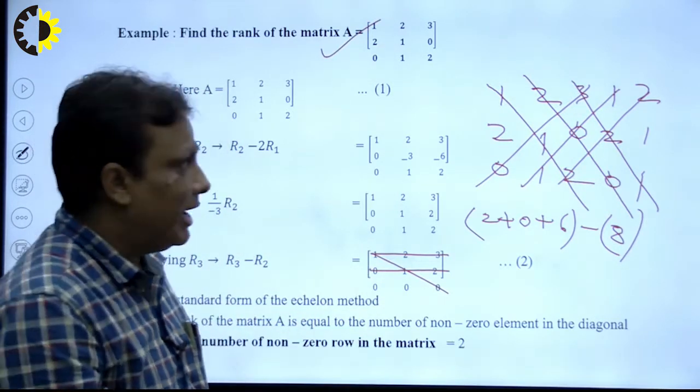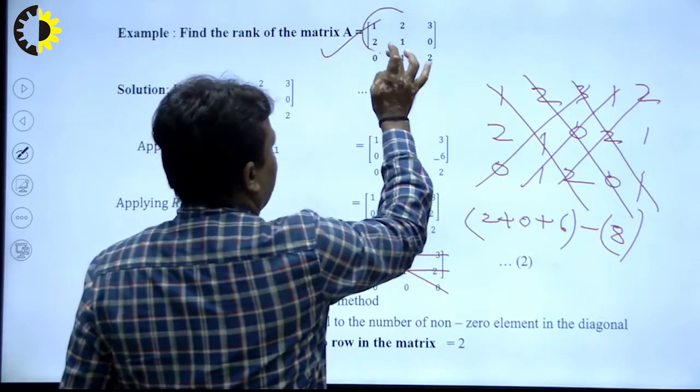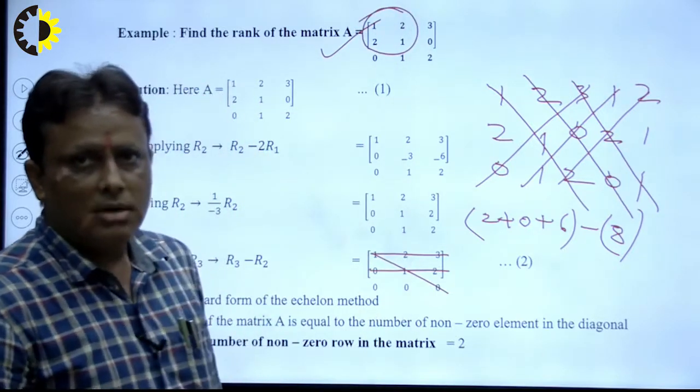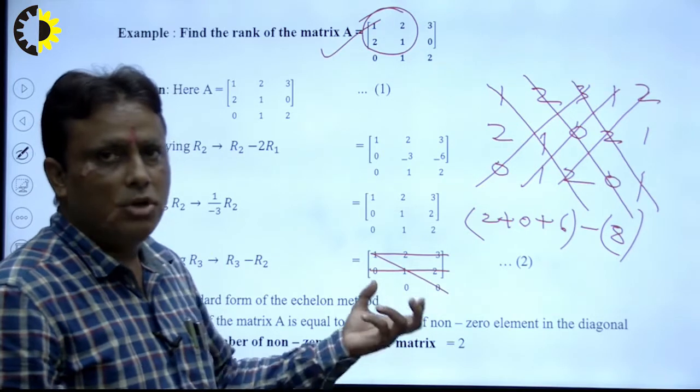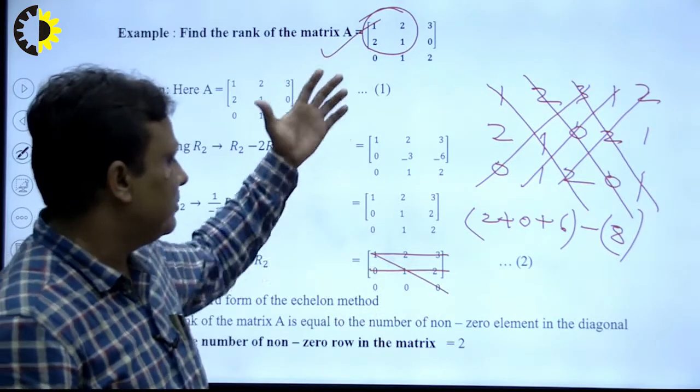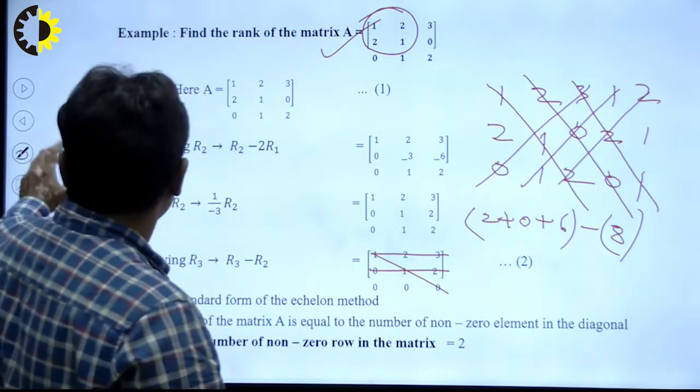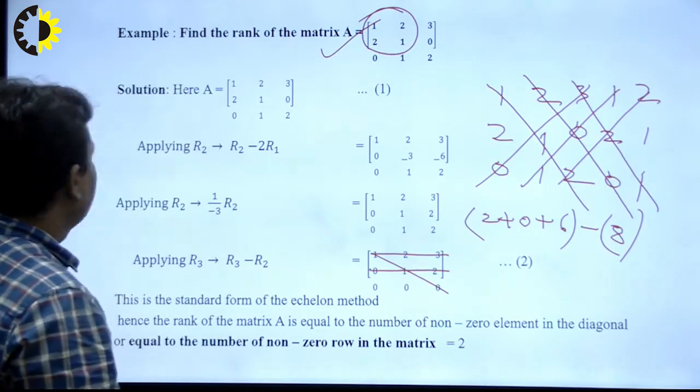Now consider a minor of 2 by 2. So I consider here a minor of 2 by 2. So 2 times 2 is 4, minus 1. So this is a non-zero minor of order 2. So the rank of this matrix will be 2. So in this way we can find the rank of the matrix.